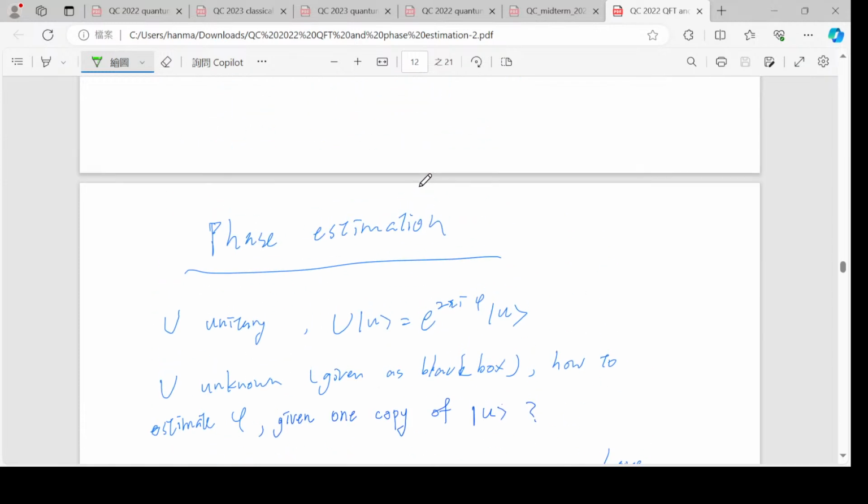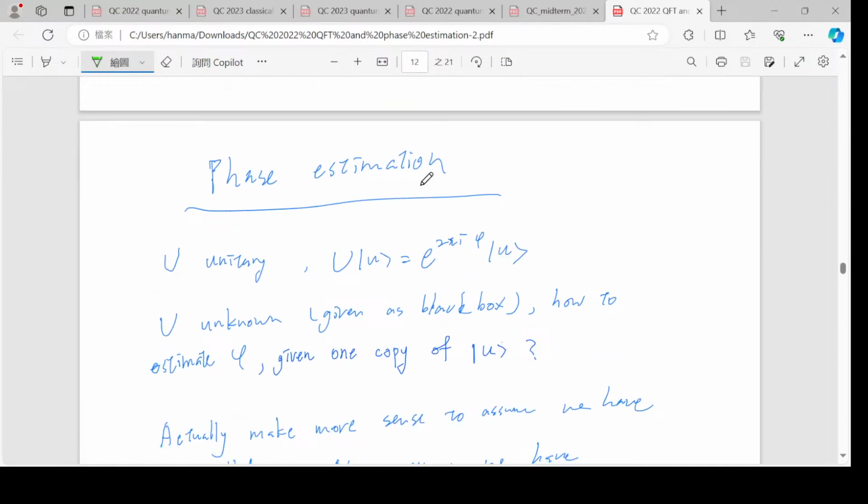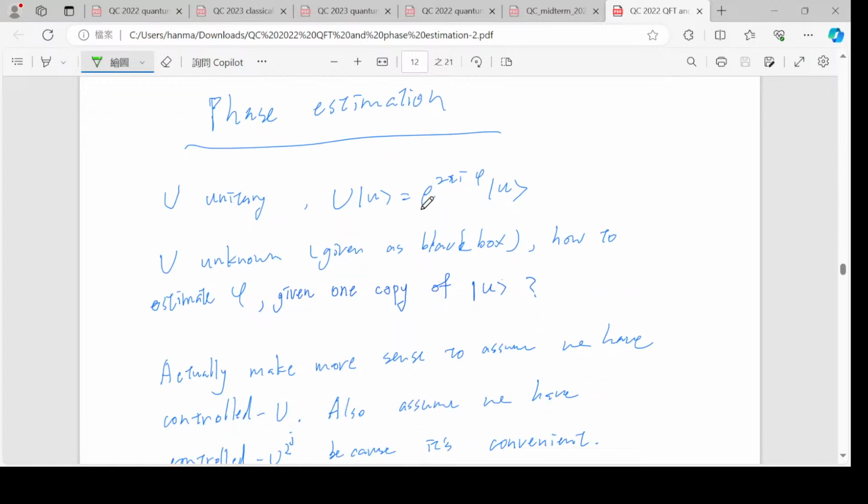So the phase estimation is actually a very quantum task you want to do. It's asking that you say you are given some unitary U as a black box, and unitaries have eigenvectors. So this small u vector is the eigenvector of this big U. Then you can write down the eigenvalue equation, and you have U u equals lambda u.